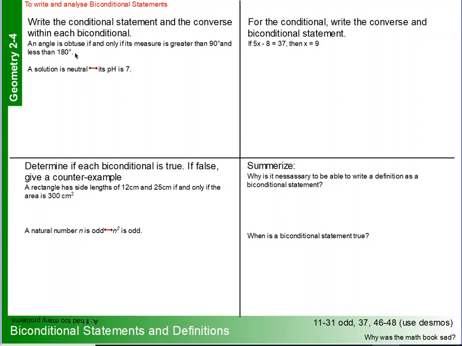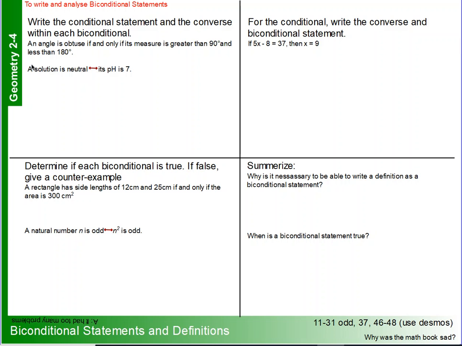then its measure is greater than 90 degrees and less than 180 degrees. The converse would be, if an angle has a measure greater than 90 degrees and less than 180 degrees, then it is obtuse. I'll say that again. The conditional is, if an angle is obtuse, then its measure would be greater than 90 degrees and less than 180 degrees.